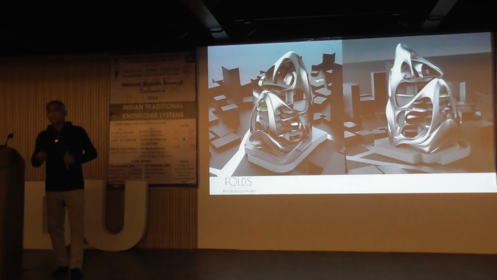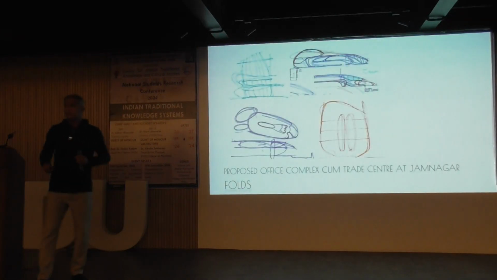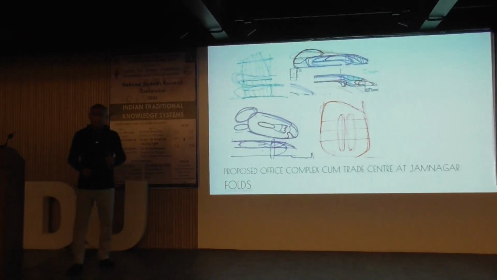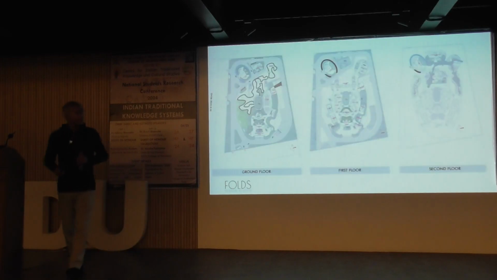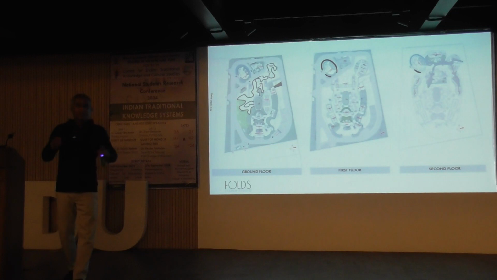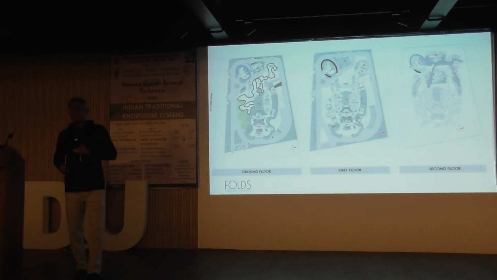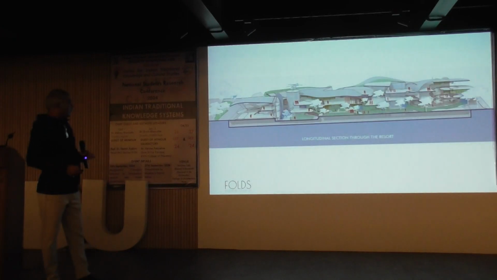So these are a few projects which we are going to start very soon now. Again, this is a commercial project. It's a private office building in Jamnagar. This is completely done in AI. Now we have started using AI at a much bigger level. Planning we do, programming we do, then we put everything into AI and get our end outcome.